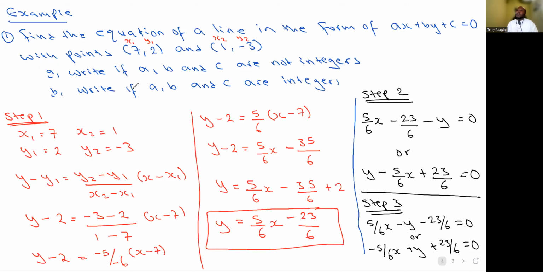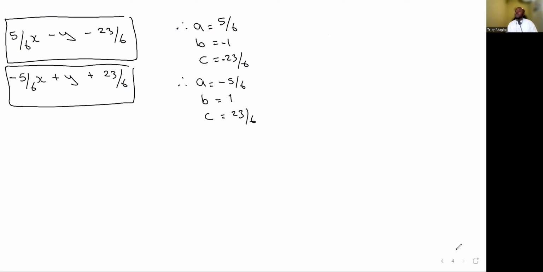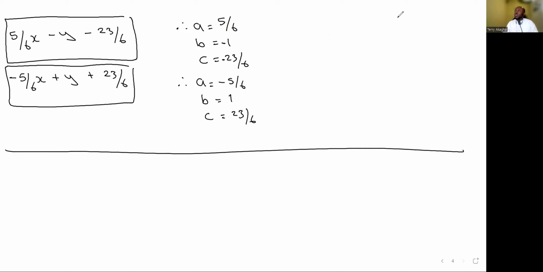But if you look at the B part, they said if A, B, and C are integers. So that means in this case, they are whole numbers. So because they are whole numbers, A, B, and C cannot be fractions. So that means you cannot have fractions as the coefficient. So that means you cannot have 5 over 6 as a coefficient. You cannot have 23 over 6 as a constant term. All right? So in order to get rid of that, what do?